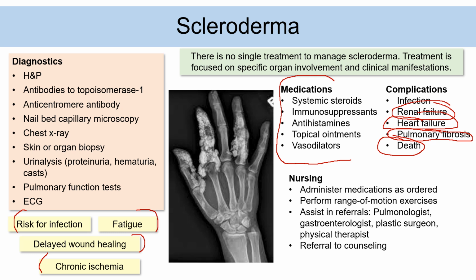Nursing wise, your interventions, you're going to give those medications as ordered. You want to provide range of motion. You want to refer these patients to specialists, because if they have severe organ damage in one or more organs, we want them to have specialized care. And then these patients will benefit from counseling so that they can get the psychosocial support they need there also.